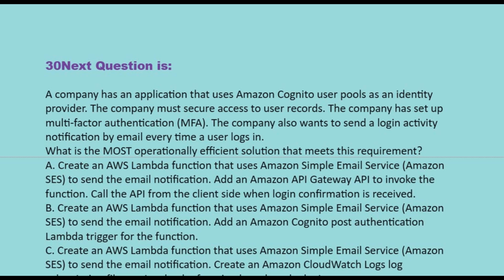Option A. Create an AWS Lambda function that uses Amazon Simple Email Service, Amazon SES, to send the email notification. Add an Amazon API Gateway API to invoke the function. Call the API from the client side when login confirmation is received. Option B. Create an AWS Lambda function that uses Amazon SES to send the email notification. Add an Amazon Cognito post authentication Lambda trigger for the function.